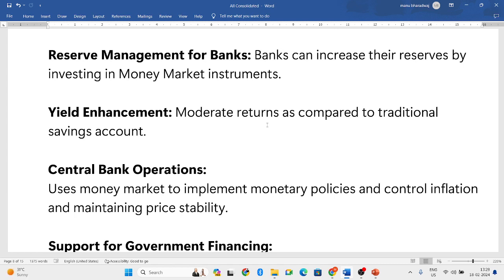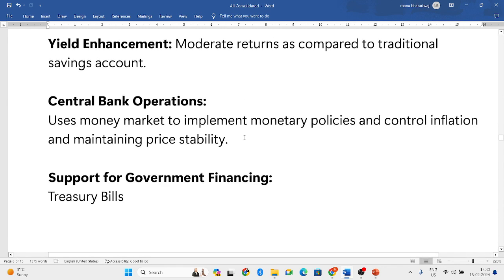Next, yield enhancement. When you compare a savings bank account and so on, in money market instruments you get a higher rate of returns compared to the savings and deposits you keep in banks. So the yield, the returns, is more. Central bank operations. The central bank, RBI, uses the money market to frame monetary policies, to control the inflation of the country, and to maintain price stability. So the money market function is important in that aspect also.